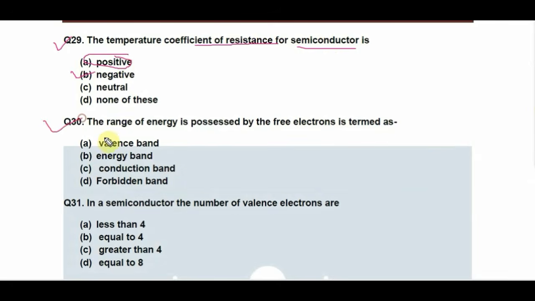Next question, the range of energy possessed by free electrons is termed the conduction band. Option C is the correct answer. Next question, in a semiconductor, the number of valence electrons is exactly equal to 4. So option B will be the correct answer.